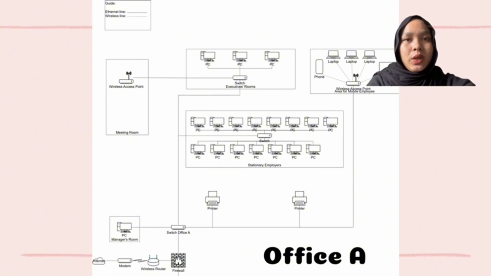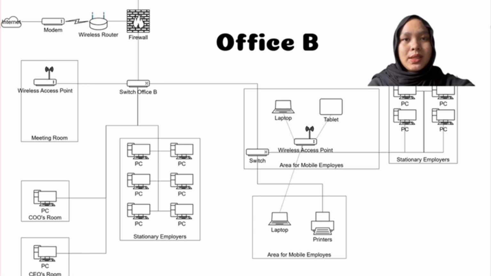For both office layouts, we have a main switch that connects directly to the router and distributes network connections to various devices. Then we have a secondary switch to extend network ports for additional devices if needed. For devices, we have stationary employees that connect via ethernet to the switch for a stable and high-speed connection. Meanwhile, mobile employees use wireless access points for flexible and reliable Wi-Fi access. All printers in both offices are networked and shared via ethernet connection to the switch. Lastly, we have two wireless access points in every office, one placed in the meeting room and one in the mobile employee area, to provide wireless connectivity to mobile devices and guests.